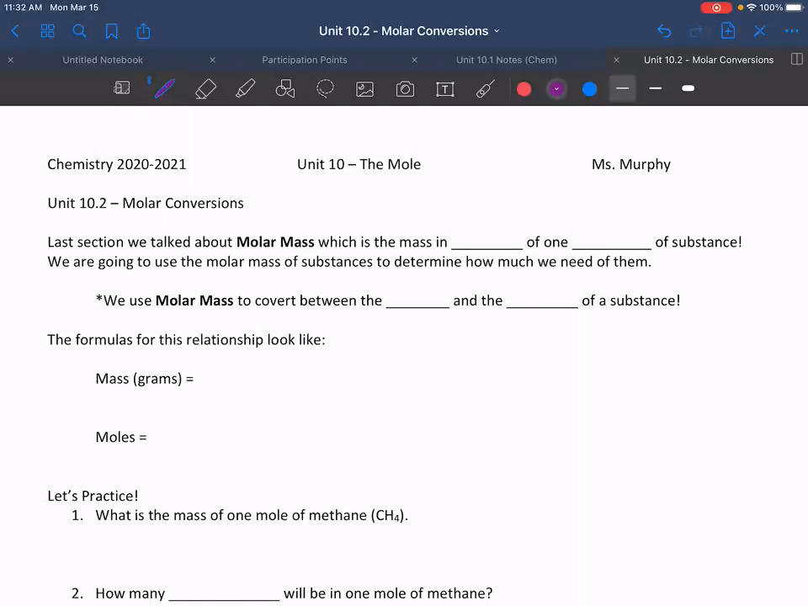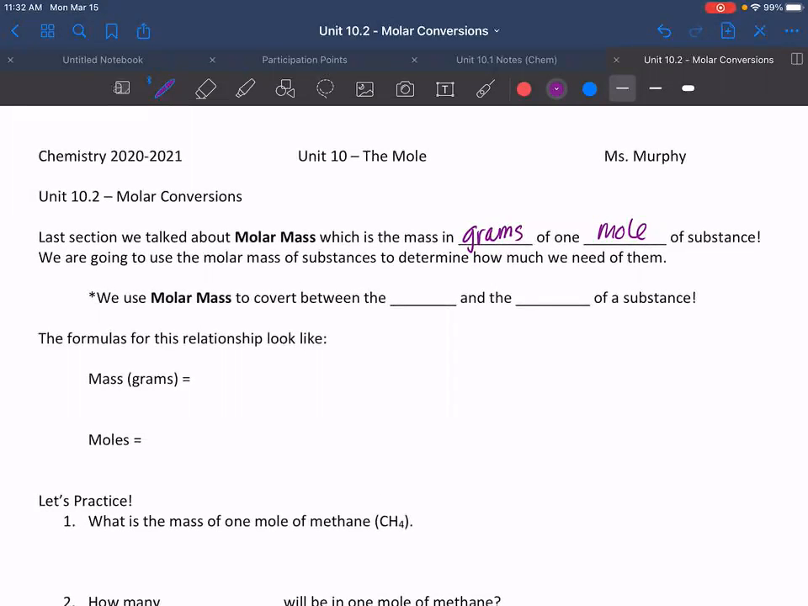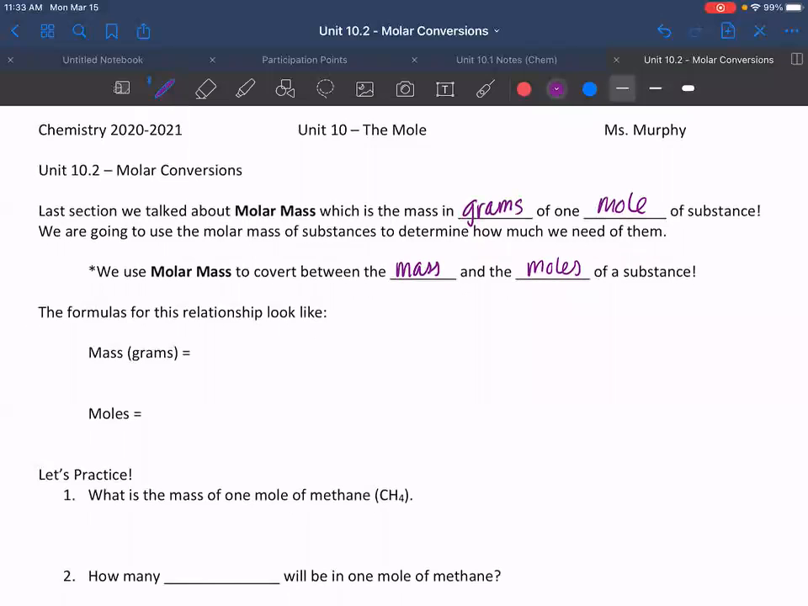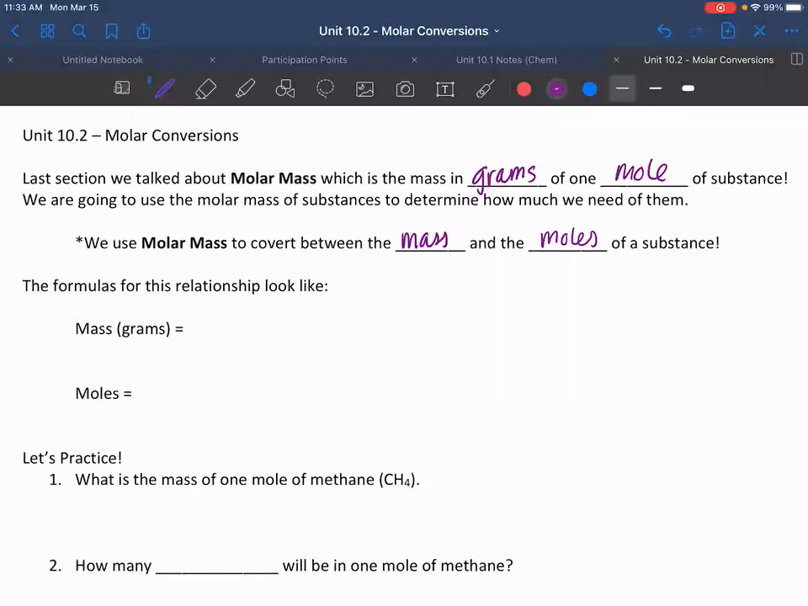All right, so we talked about molar mass, which is the mass in grams of 1 mole. So like I said, one of the few things in science class that were actually named kind of nicely. So molar mass, we're going to use that to convert between the mass and the moles, or the moles and the mass. So I'm going to show you guys the fancy equations we're going to build into.